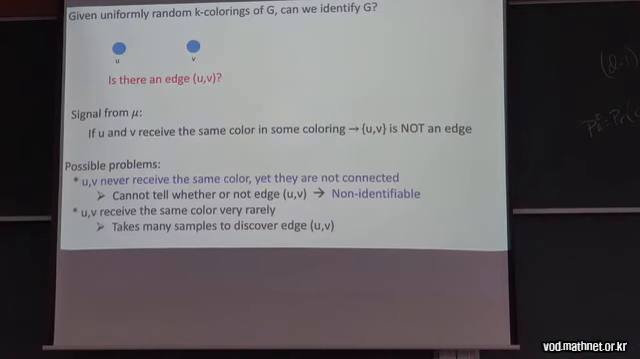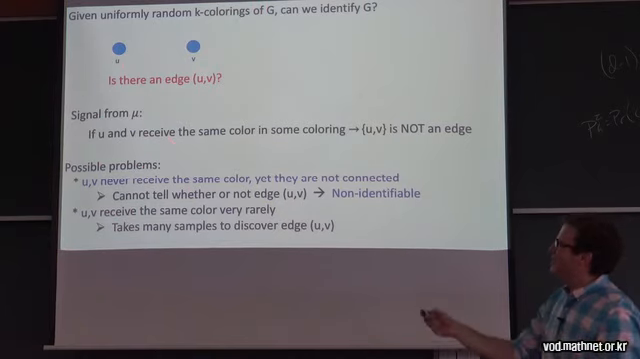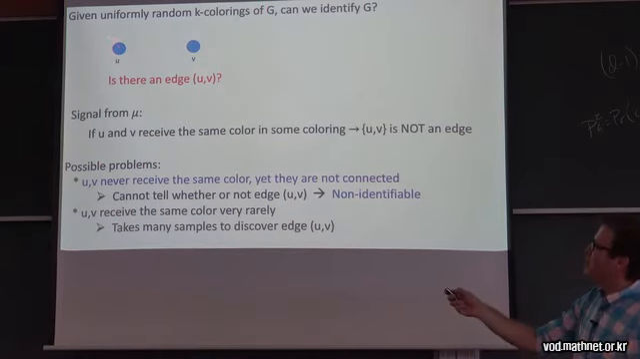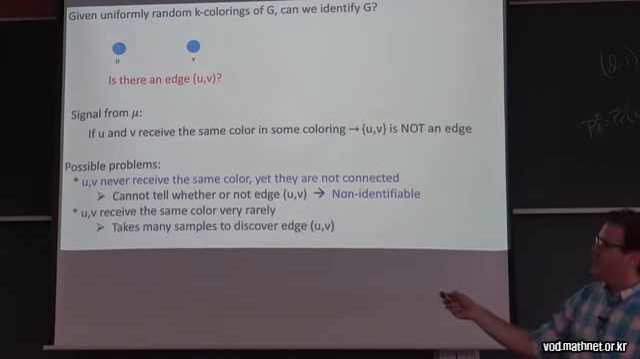What can you do? The algorithm is very simple. You can't do anything actually, right? I mean, what can you do? You want to figure out whether for this pair of vertices u and v, is there an edge there? So how can you tell?